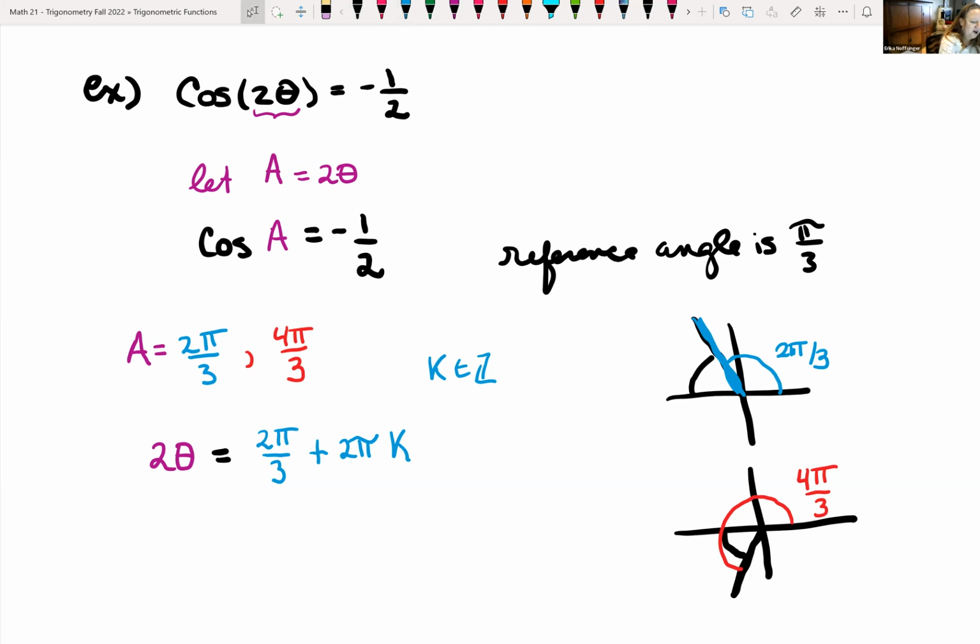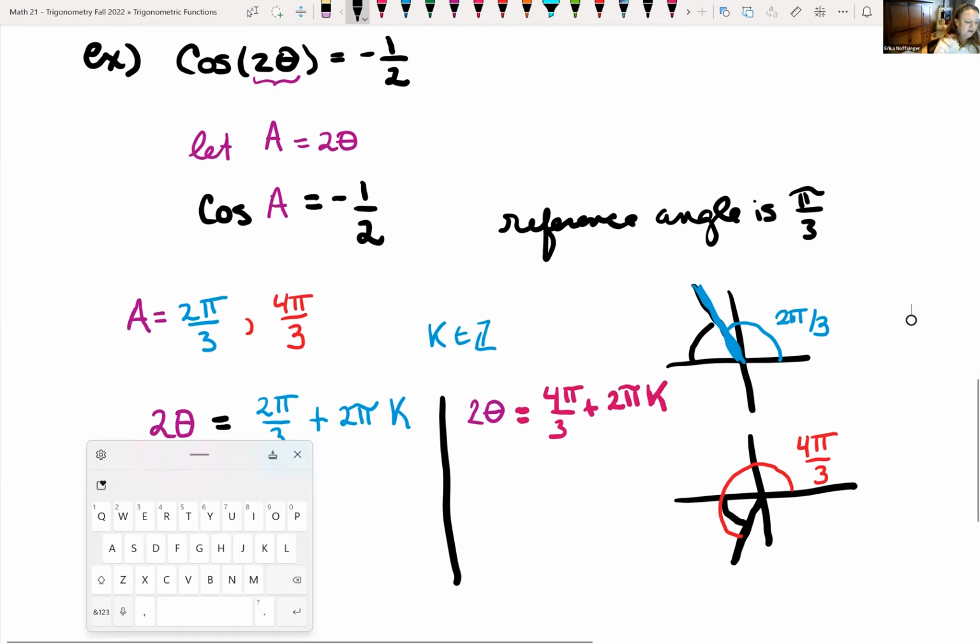And then we're going to solve for theta. So we also have 2 theta is equal to 4 pi thirds. But if I add a multiple of 2 pi to that, I get to the same terminal side. So plus 2 pi k. So first thing you want to do is you want to solve for theta.